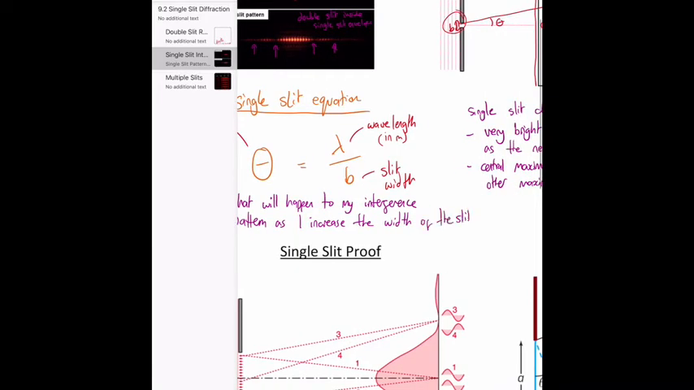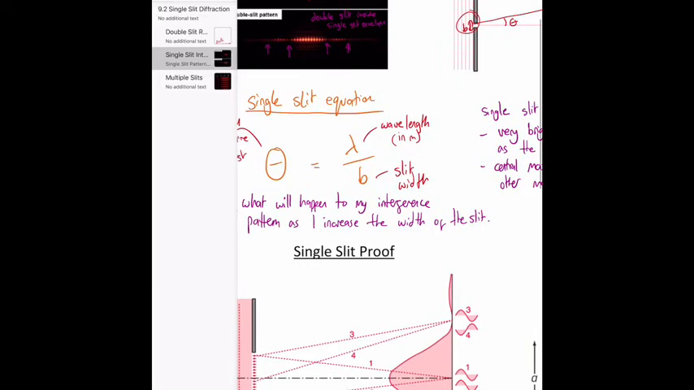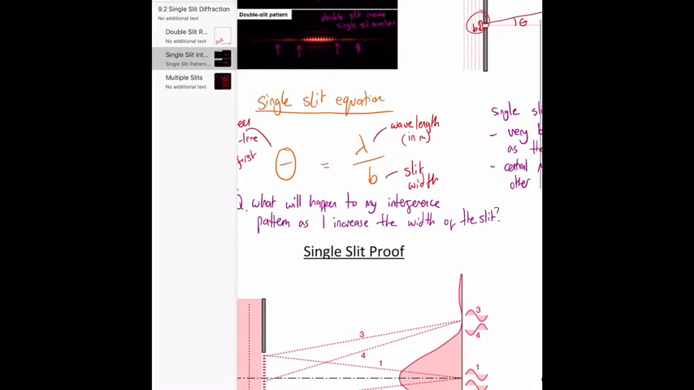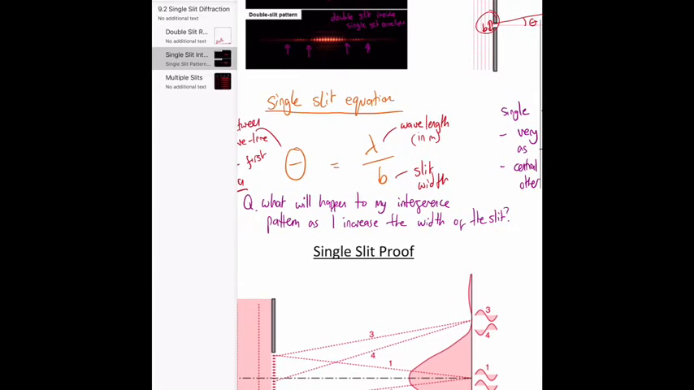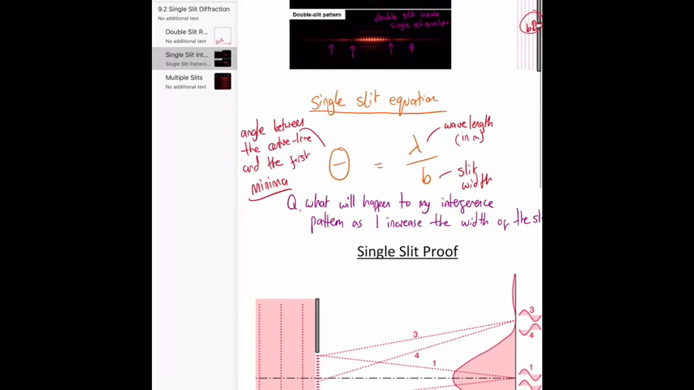So have a little think about that one now. Pause the video if you have to. So, increasing the width of my single slit. Okay, so in my equation here, the value for B, the slit width, is going to increase. So, what does that mean for my theta? Well, if B is going up, that means my value for theta will decrease.